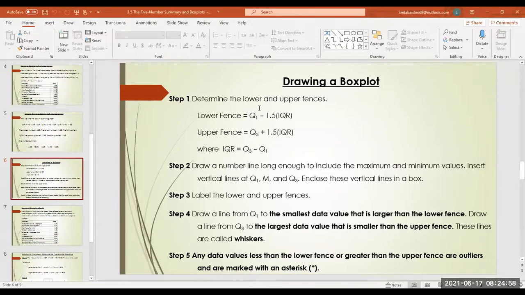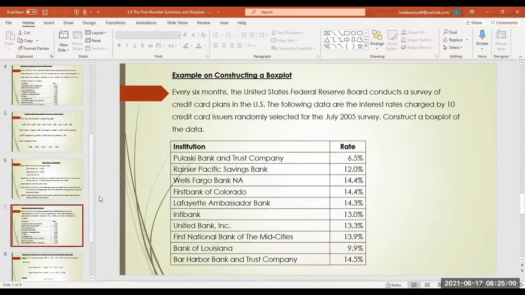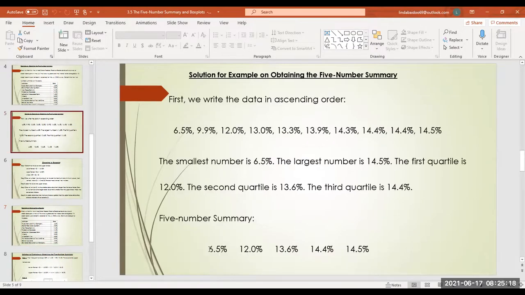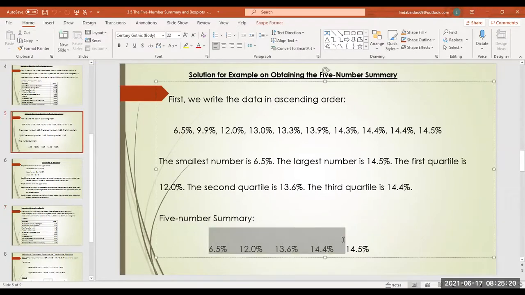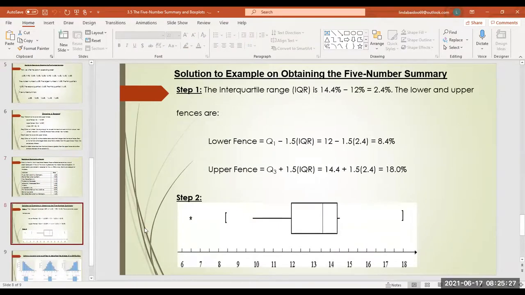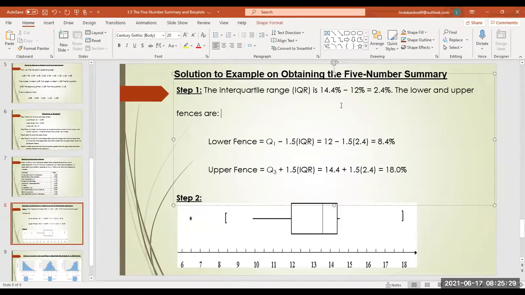Obviously we know it involves Q1, Q2, Q3, and the rest, so we still have to know our Q1, Q2, Q3. We are using this same example. This is the example we just did where we found Q1, Q2, Q3, and we found the maximum and the minimum. So we already know what Q1 is from that question. That was our 5-number summary, and we are going to use that 5-number summary and other information to draw our box plot.